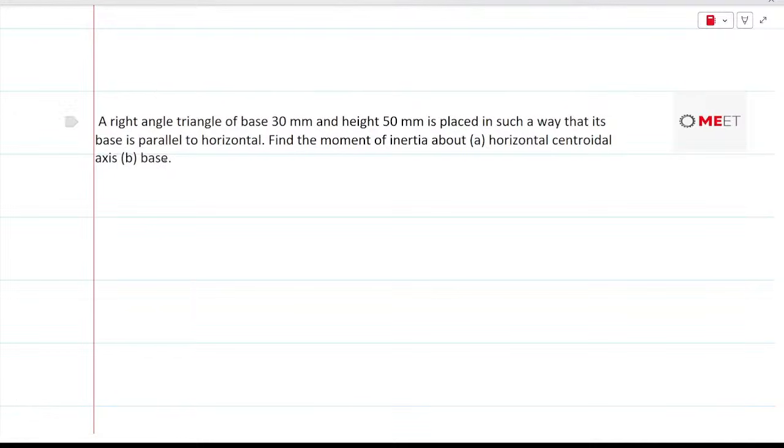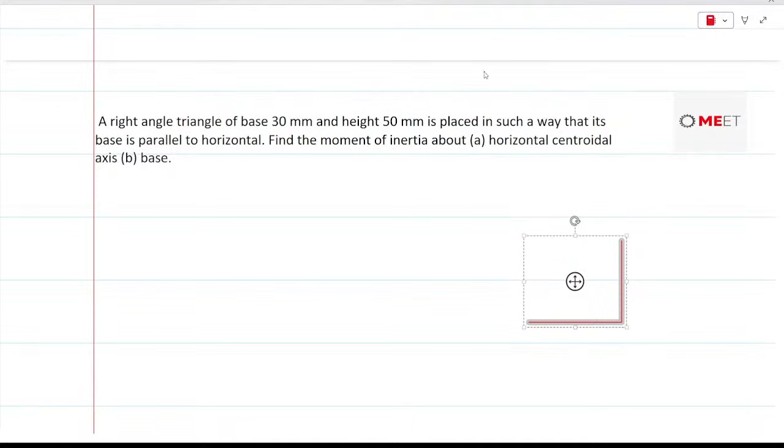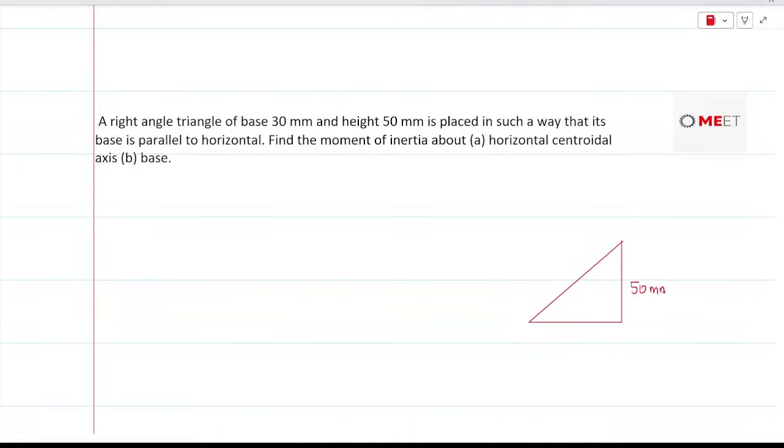In the question, it says about a right angle triangle whose base is 30 mm and height is 50 mm, and it is placed in such a way that the base is parallel to horizontal, and the moment of inertia about the horizontal centroidal axis and about the base is to be determined. So the height is 50 mm and the base is 30 mm. Part A is talking about the moment of inertia about the centroidal axis. The centroidal axis will be at a distance of 50 by 3 from the base.